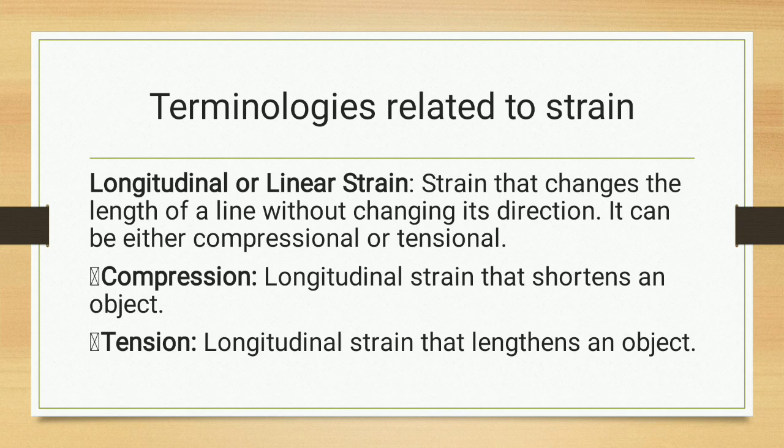Now we are going to discuss some terminologies related to strain. First one is the longitudinal or linear strain. A strain that changes the length of a line without changing its direction. It can be either compressional or tensional. Compression, a longitudinal strain that shortens the object, means you apply the push force. Tension, a longitudinal strain that lengthens the object, means you are applying the pull force.